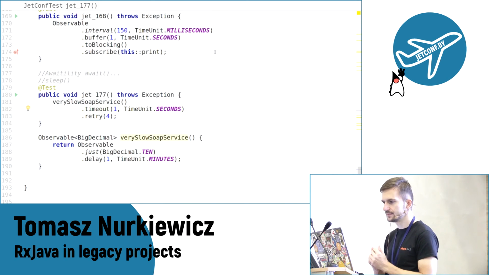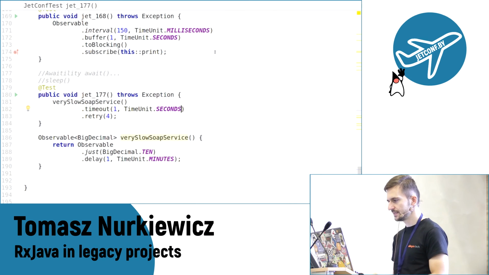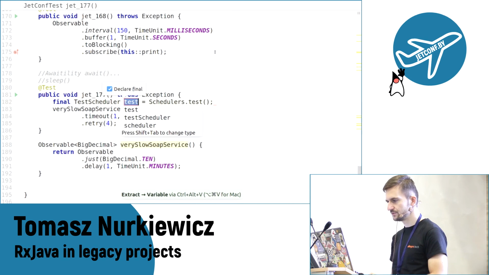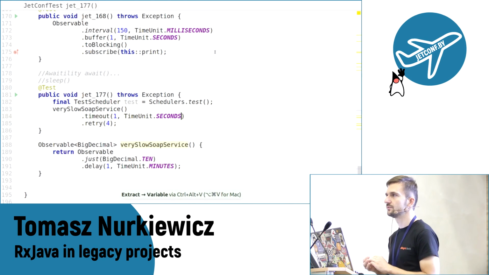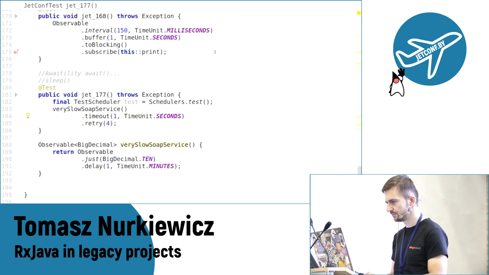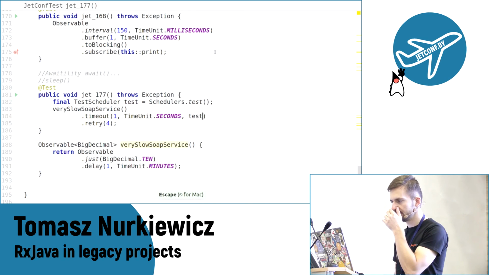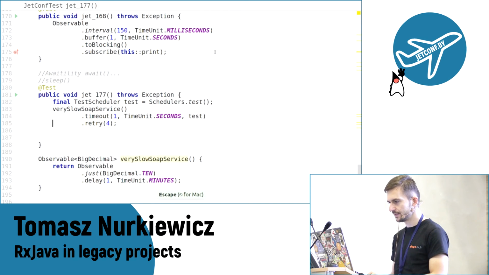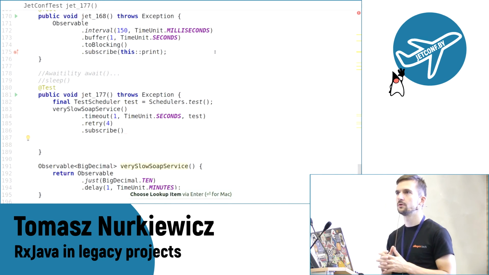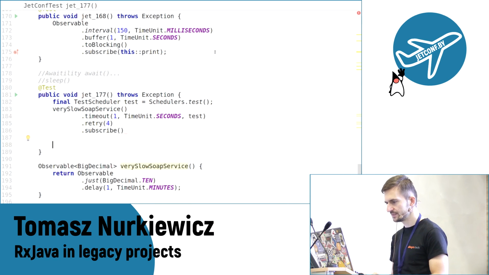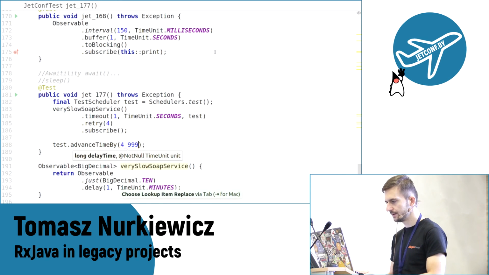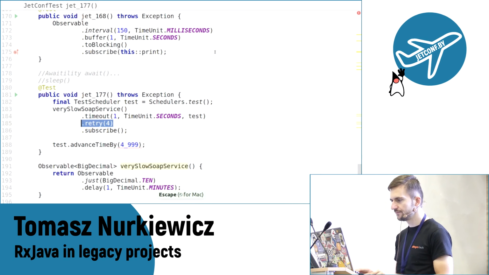So what I can do, and this is the most awesome part about RxJava, is that it actually has a test scheduler. A test scheduler allows you to take full control over time. Every operator that in some sense relies on time, for example timeout, can optionally have a scheduler, like here. And right now, I can actually subscribe to it. I have full control over how the time passes by. So for example, I can say test advance time by 4,999 milliseconds. And as you can see, we have 4 retries.